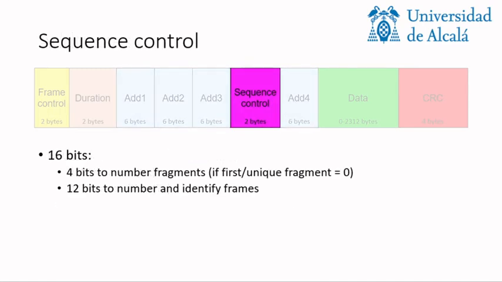The other field that we have is the sequence control. In this case, it is 2 bytes, 16 bits, 4 bits to number the fragments. For example, if it's the first one, if we just have one fragment, it is equal to 0, and then we have 12 bits to number and identify frames because we can have several frames with several fragments each.